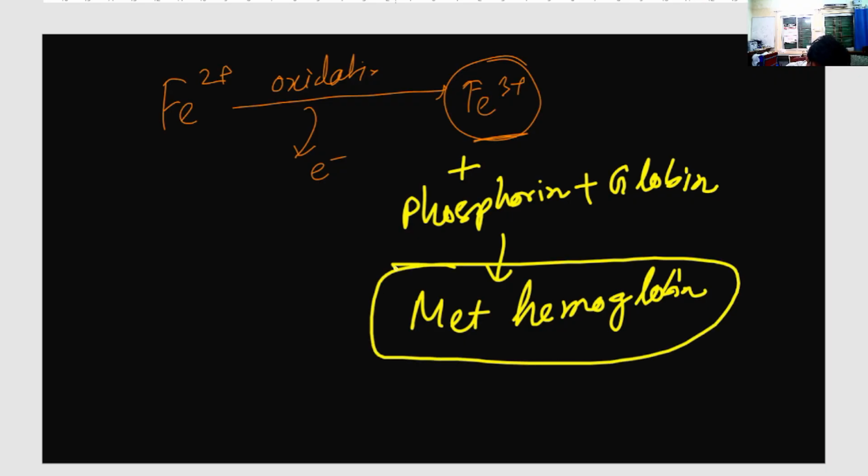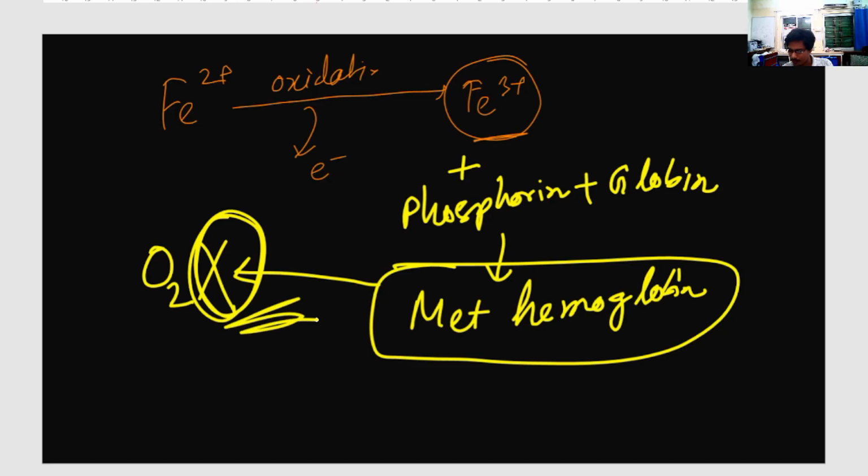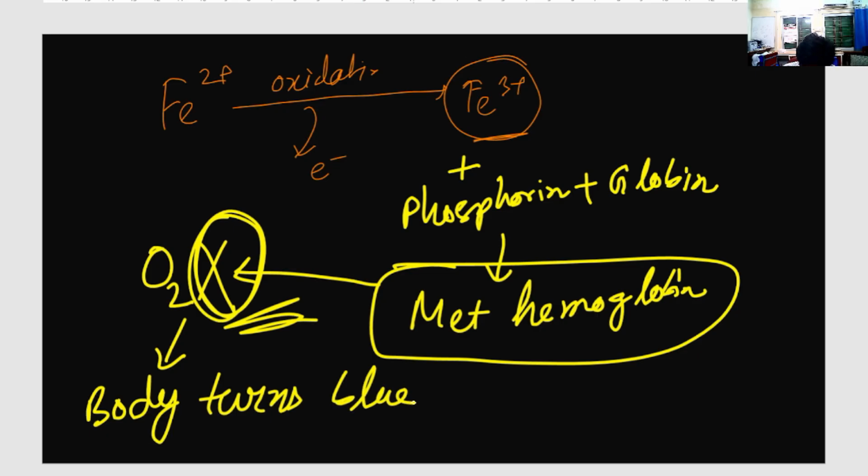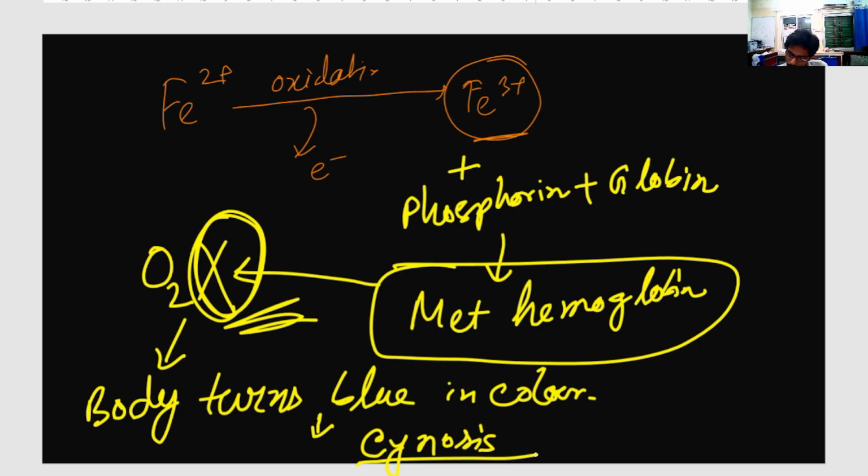This methemoglobin cannot transport O2. If that happens, the unloading of oxygen gets stopped, so affinity with O2 increases, and the body turns blue in color. These conditions are also known as cyanosis. Hope everyone understands that if Fe2 gets changed and more oxidation occurs, then Fe3 plus forms.